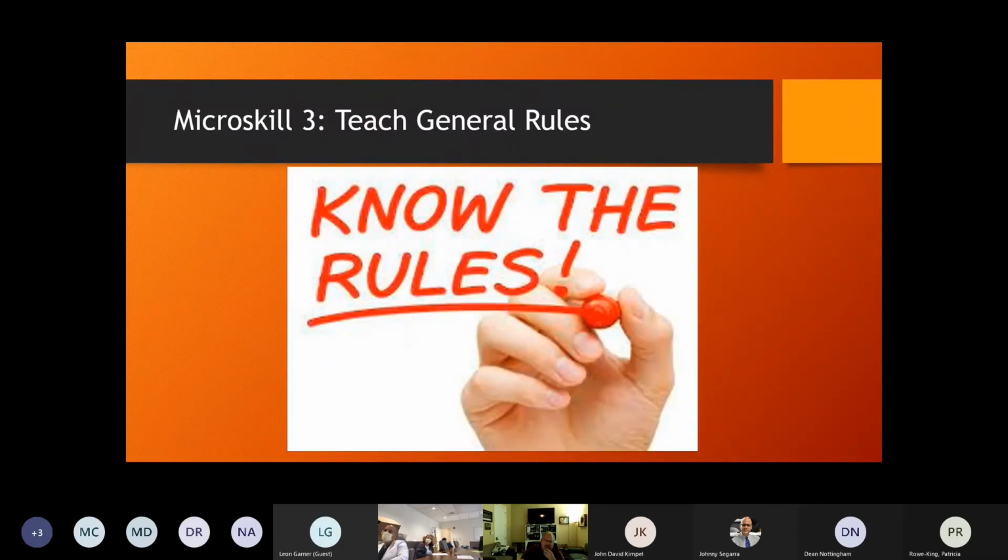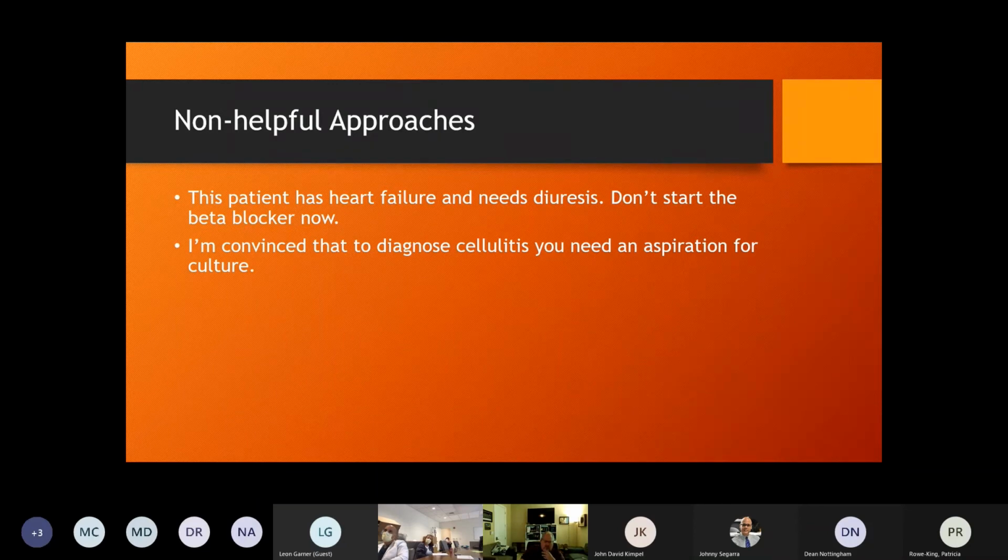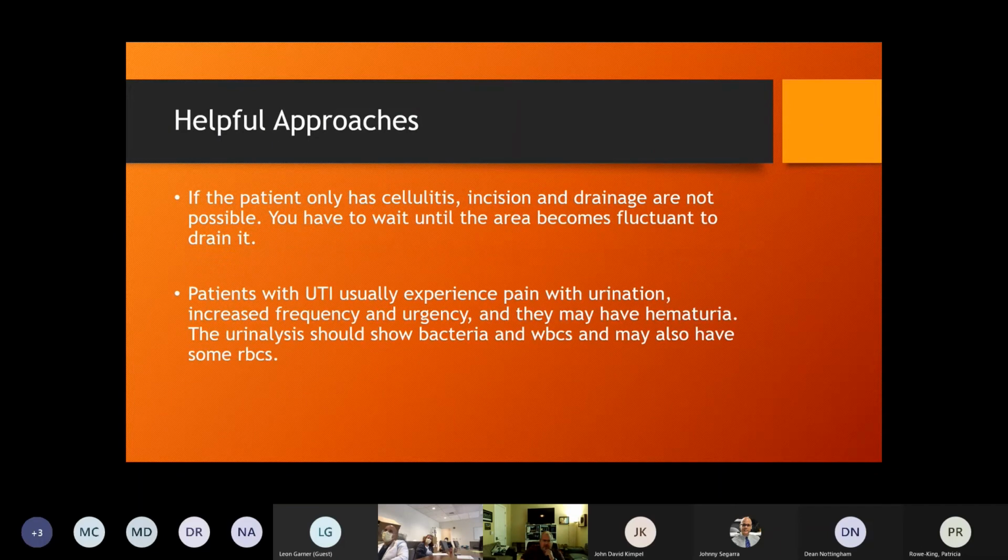Now, this is time for you to teach the general rules. Patients in heart failure who need diuresis, don't start the beta blocker now. Not helpful: I'm convinced that it's cellulitis, I don't even know what that means. You need aspiration from the culture. But what is helpful is if the patient only has cellulitis, drainage is not possible. So if the resident suggested something like this, you're explaining why you're not draining it. What the symptoms of UTI usually look like, what the UA is going to look like with the UTI, secondary, tertiary findings as well. These are helpful approaches during this stage.